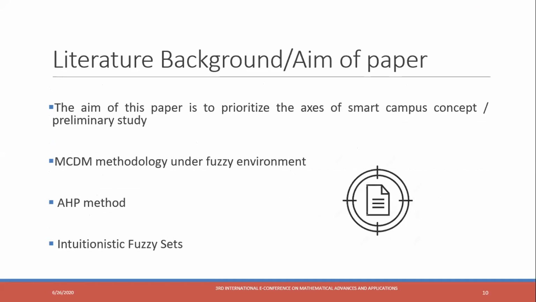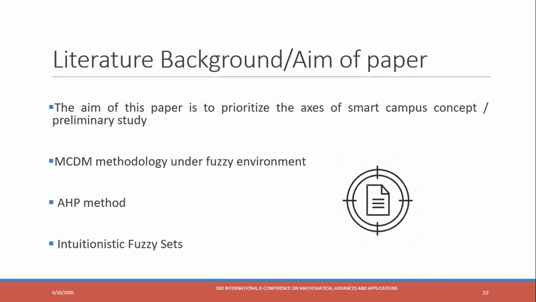So the aim of our paper is to prioritize the axes of the smart campus concept. This is actually a preliminary study. For this purpose, we conducted an evaluation study to determine the importance level of 6 axes, which are governance, people, economy, environment, life, and mobility criteria, in determining the actions and strategies to be implemented in smart campus applications.